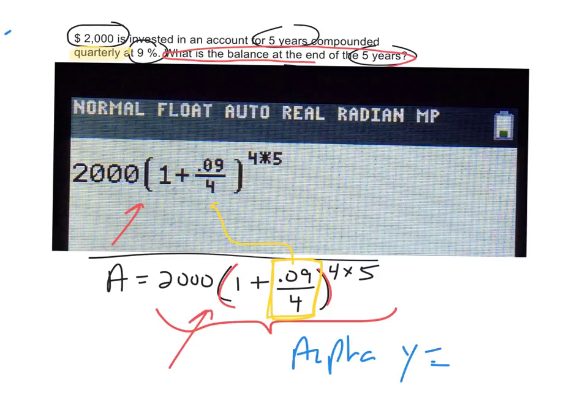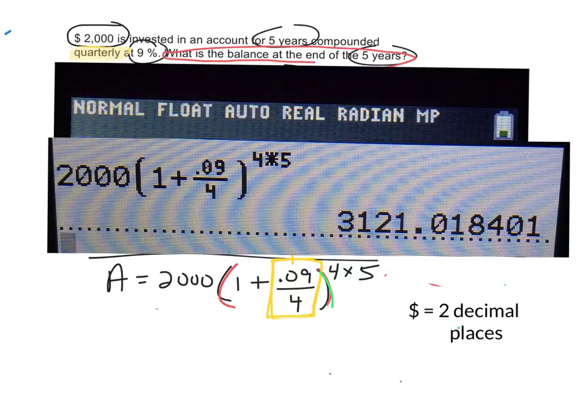You have to close the parentheses and then raise 4 times 5. That 4 times 5 is the exponent of the parentheses. So you want to close the parentheses after you type in 0.09 over 4, close the parentheses, and then exponent 4 times 5. You know 4 times 5 is 20, but you can just keep it as 4 times 5. And when you press enter, the balance in this question turns out to be a little over $3,000.